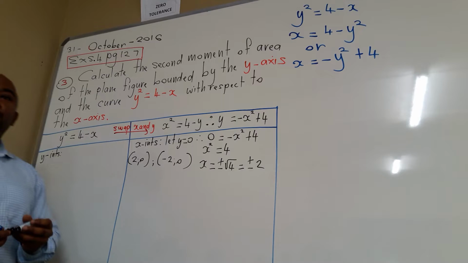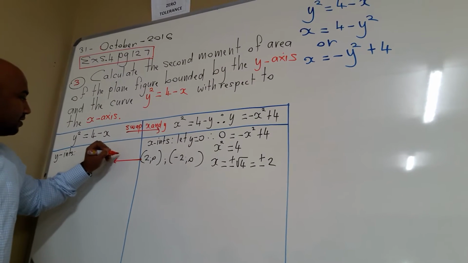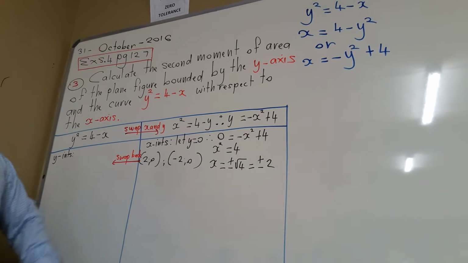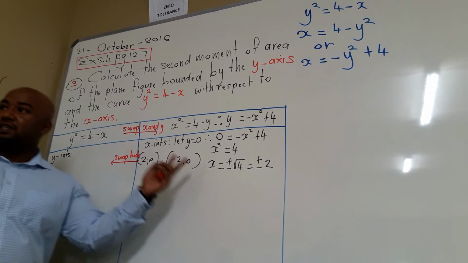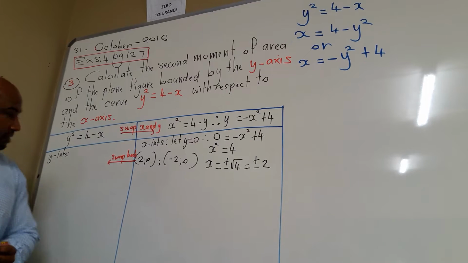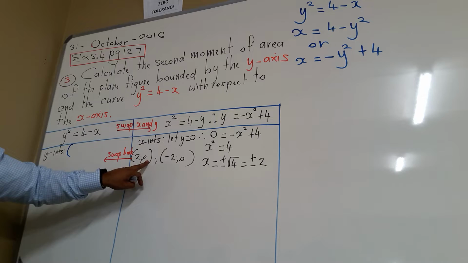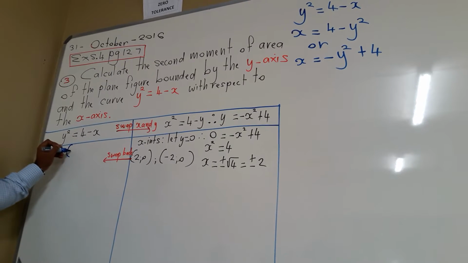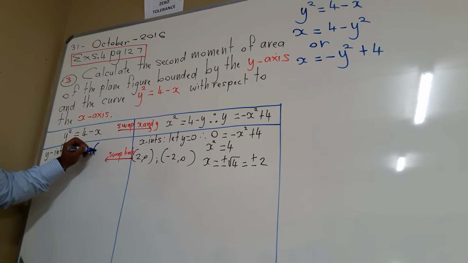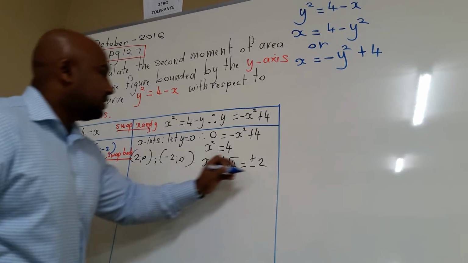Now, in our original graph, it won't be x-intercepts. Because remember, we swapped x and y. So, in our original graph, it will be y-intercepts. So instead of 2 and 0, you swap the position, it will be 0 and 2. And 0 and minus 2. Right, so that was the first part.